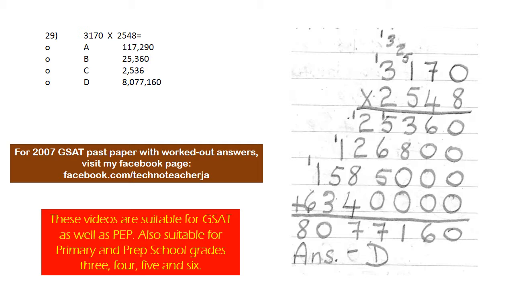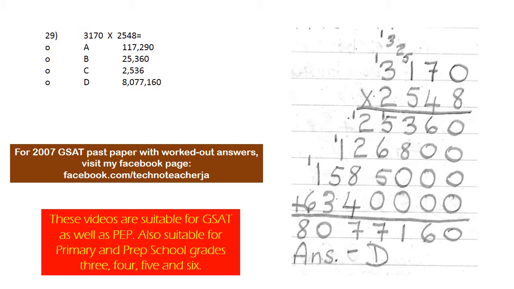Now let's multiply 8 times 1. 8 times 1 is 8, and 8 plus 5 is 13. Write the 3 under the 5 and carry the 1 over in the other column beside the 3.